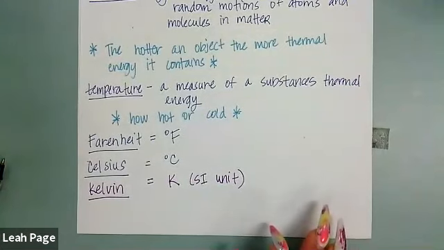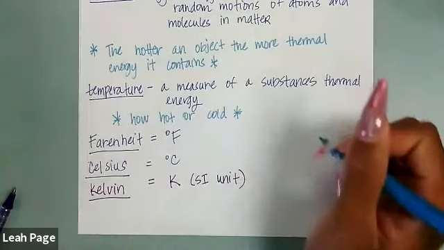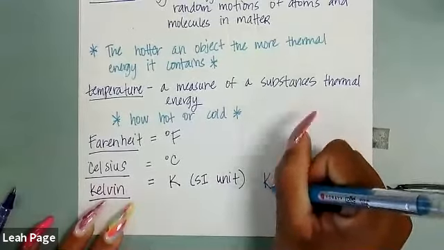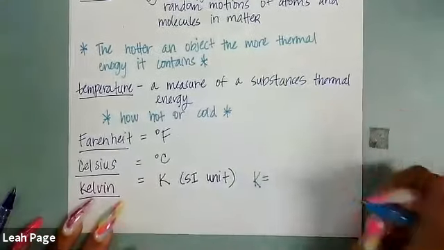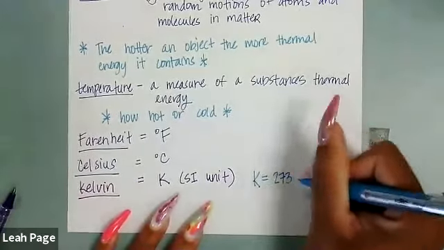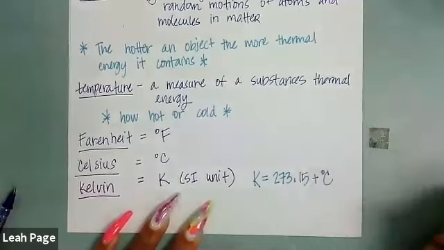Now, when we talk about how we go back and forth between these temperature scales, we have equations that we can use. And let's just talk about what these equations are. The equation that we're going to use the most is going back and forth between Kelvin and Celsius. And that equation says that if you want to know the temperature in Kelvin, all you have to do is add 273.15 plus the degrees in Celsius.